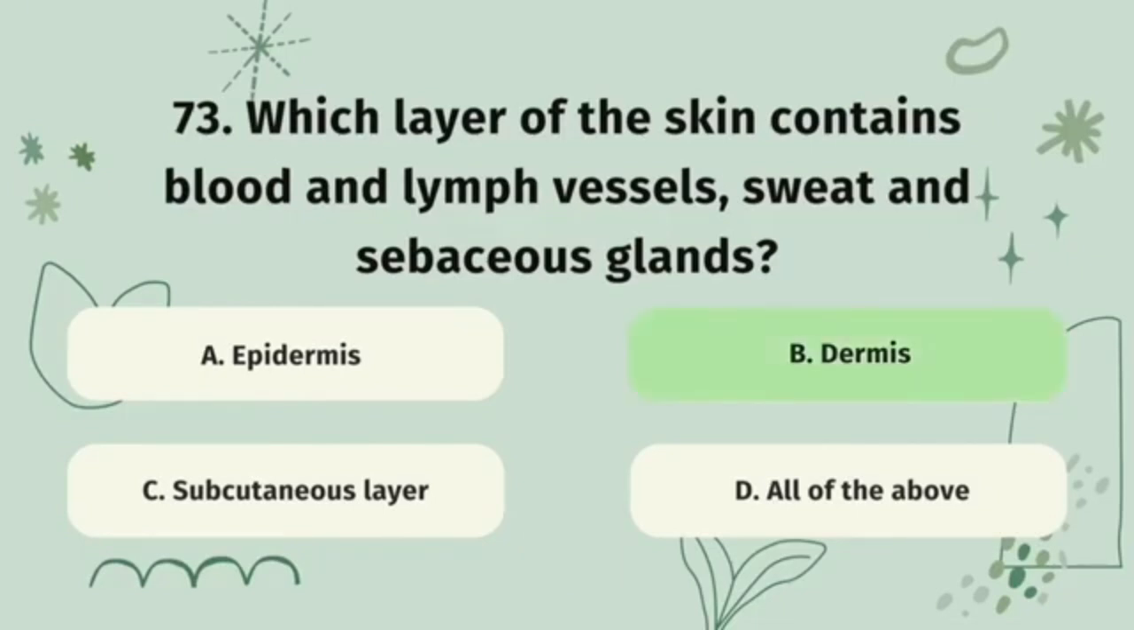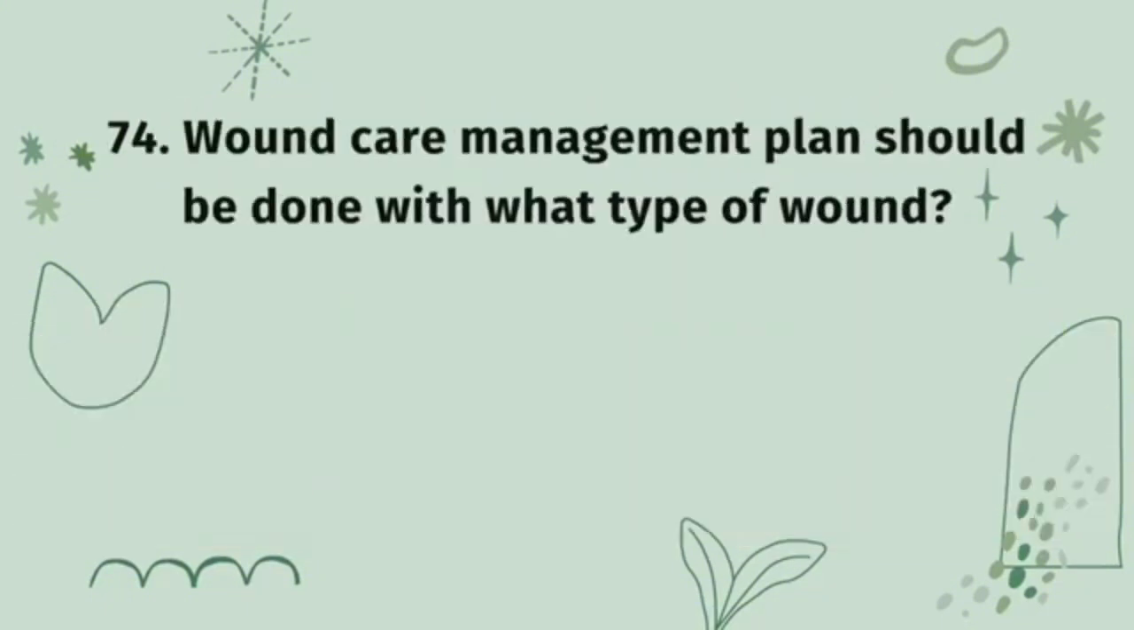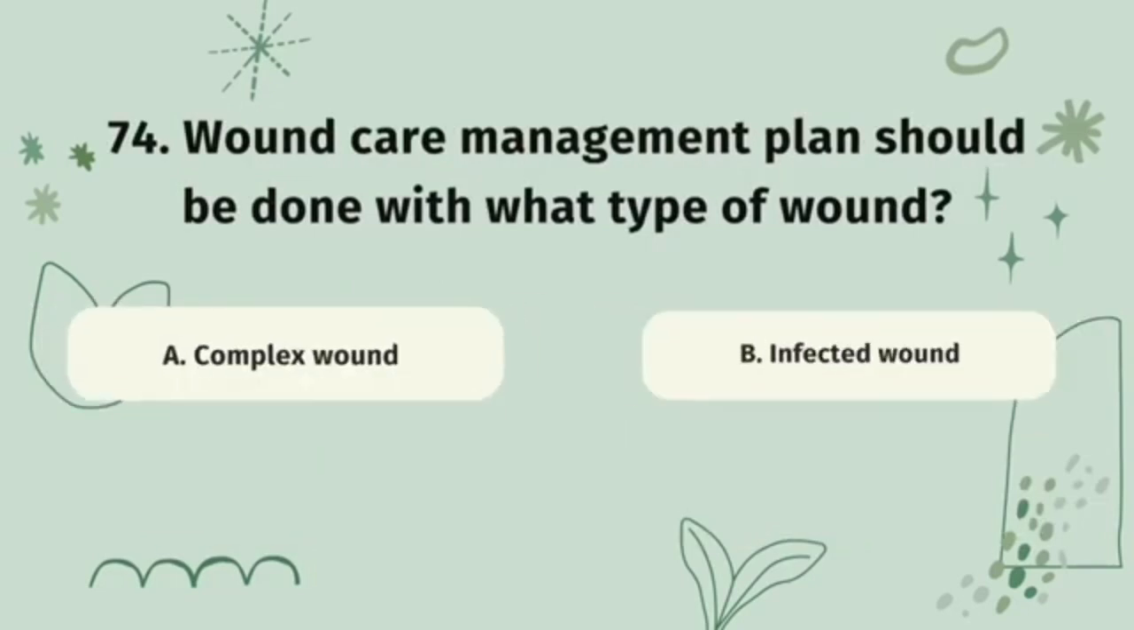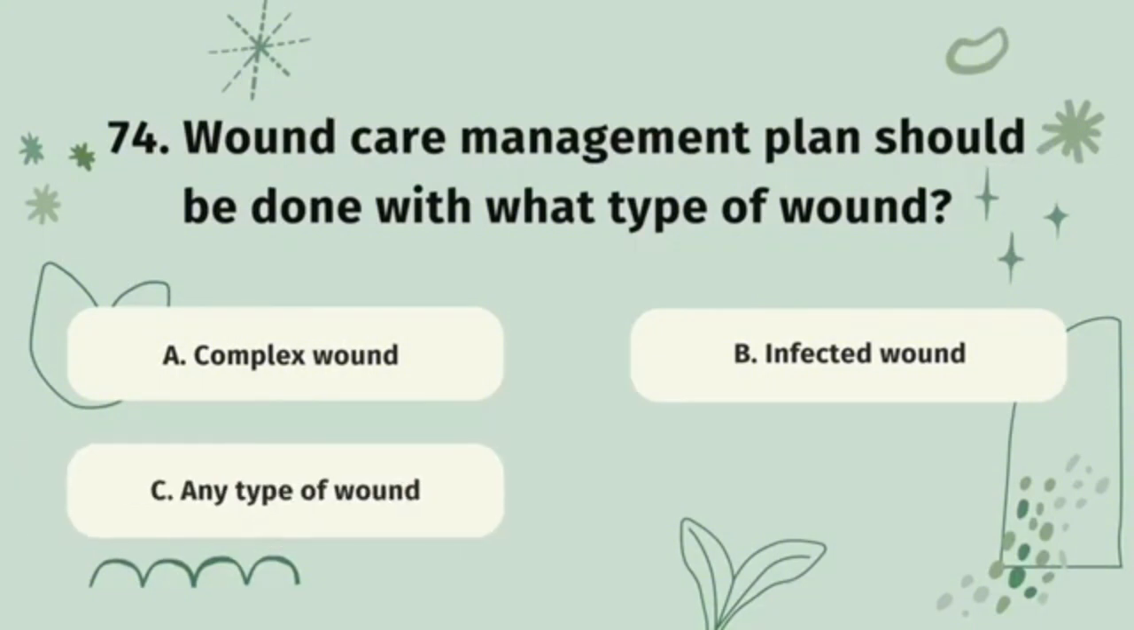The correct answer is B. Question 74. A wound care management plan should be done with what type of wound? Option A. Complex wound. Option B. Infected wound. Option C. Any type of wound.